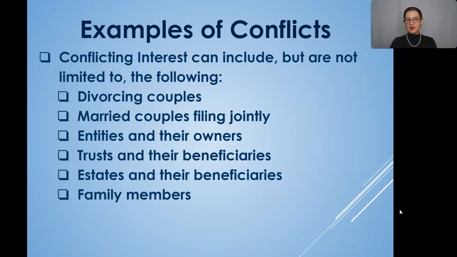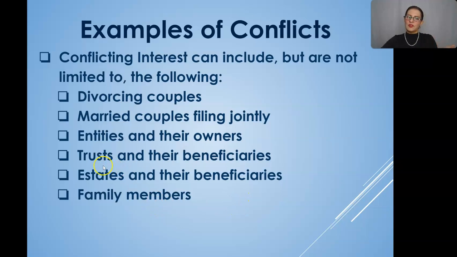Now, you can have conflicts between entities and their owners, or sometimes co-owners of an entity. I say co-owners because if it's a partnership, then it's partners, and if it is a corporation, then it's the shareholders or the officers of that corporation. Many times, if you have a business with multiple owners, they will have a falling out, and then you'll have a conflict of interest between the entity and the owners, as well as among the owners of that entity. So that's not uncommon either. Then there are trusts and their beneficiaries, estates and their beneficiaries, and conflicts of interest between family members.